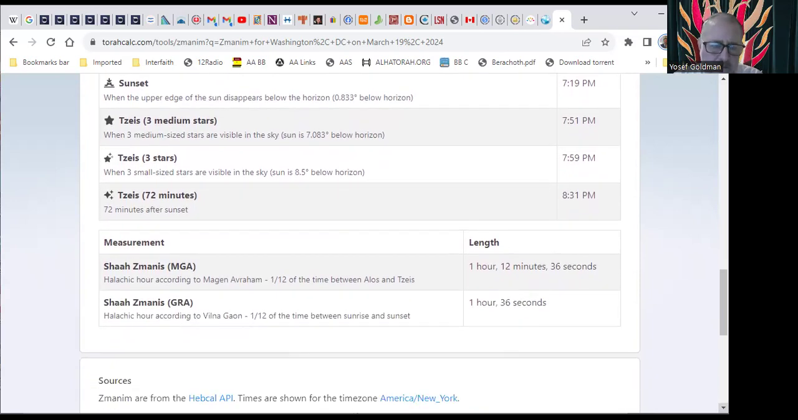And now just the measurement of how we calculate the length of each hour, each halachic hour. So Shah Zmanit, according to the Magen Avraham, is 1 hour, 12 minutes, and 36 seconds. And according to the Gra, it's 1 hour and 36 seconds. So you can see very clearly that the difference between them is only 12 minutes.